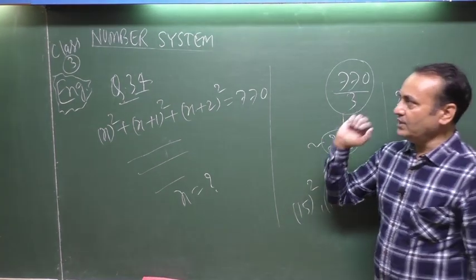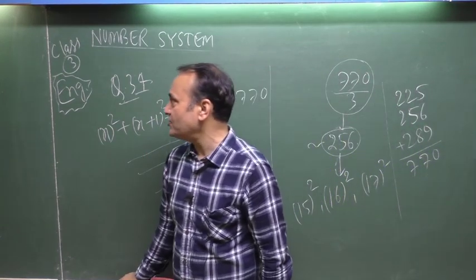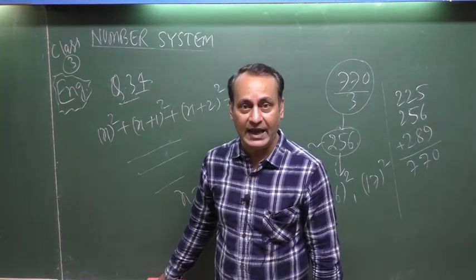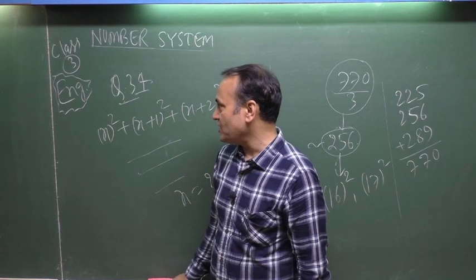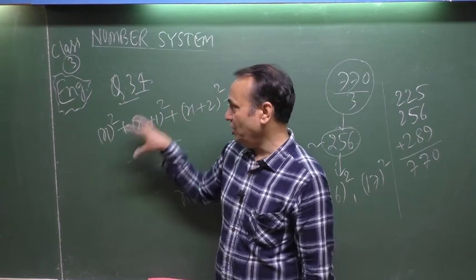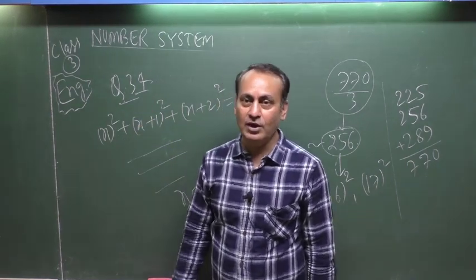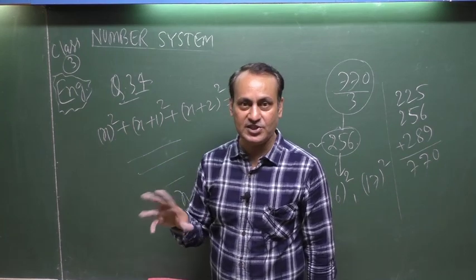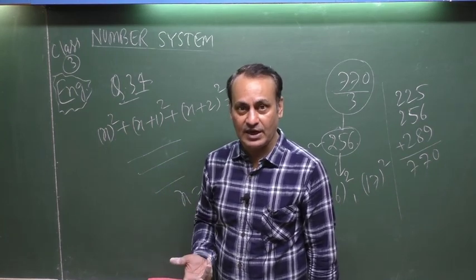Okay, thus this was class 3 for number system, English medium batch. We had started from question number 18 and ended at question number 34. This is a privilege: 15, 16, 17 questions you do in a single class.